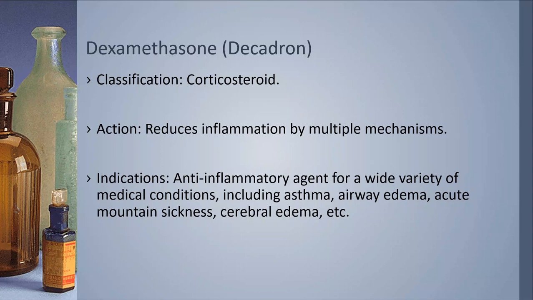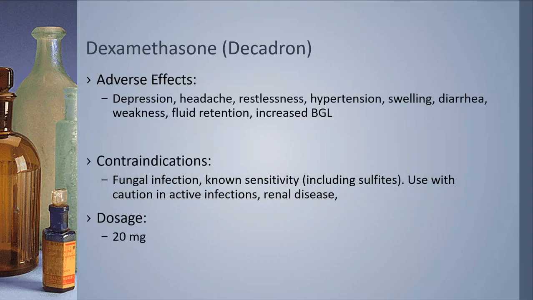Now, we can utilize this for a number of reasons, including asthma, if you got swelling of the airway, or if you get to work out west where you're at elevations above 10,000 feet and patients begin to develop acute mountain sickness. Decadron will also slowly reduce edema that develops within the brain itself.